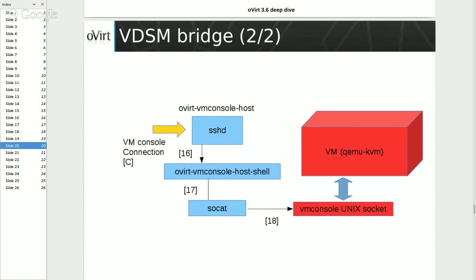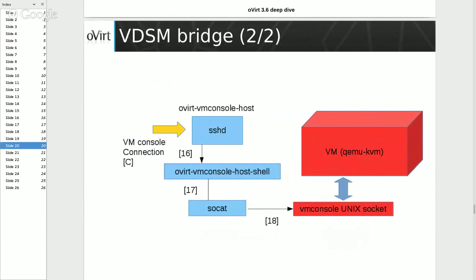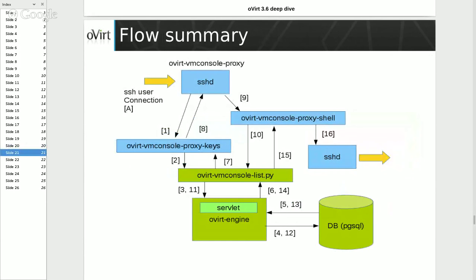So this is the last link here, and it is also the easier link, because basically it boils down to building the right path for the Unix socket and spawning socat. So on the host side, it is pretty simple. On the proxy side, it is a bit more complicated.